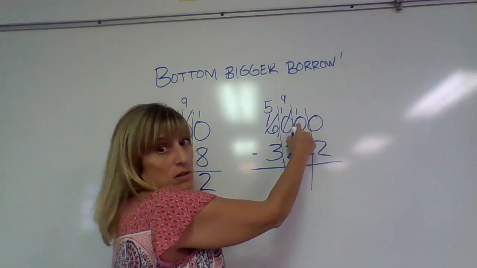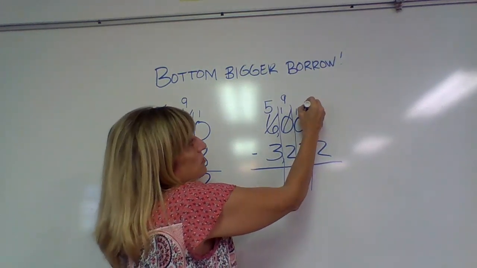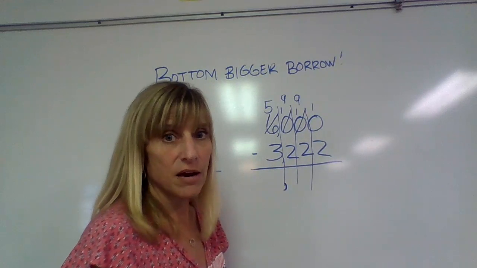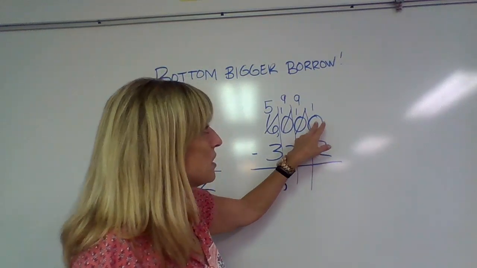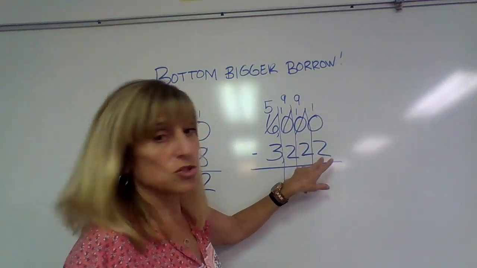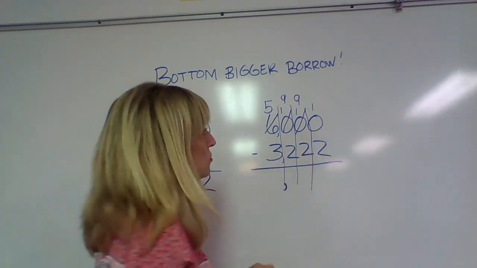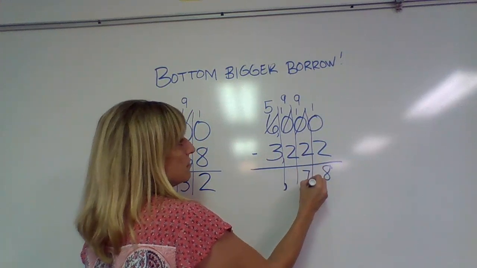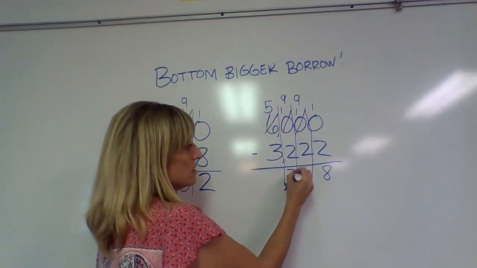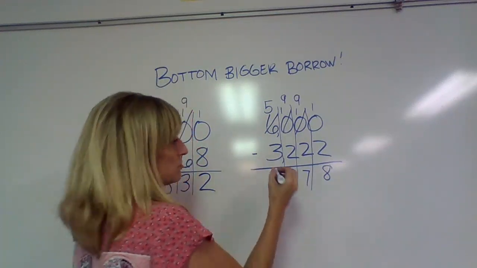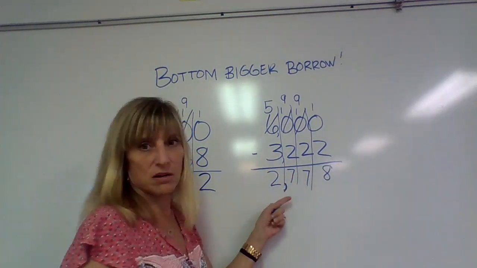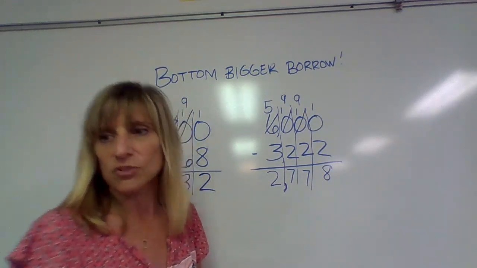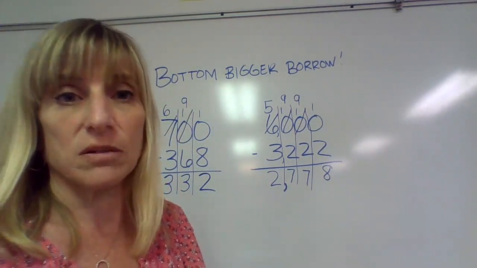Now, this 0 can borrow from the tens. We're going to cross the 10 out, borrow 1, and it's a 9. Bring the 1 over. Okay, now we can take 2 from 10, or 10 minus 2, and that's an 8. 9 minus 2 is a 7. 9 minus 2 again is a 7. And 5 minus 3 is 2. And we already have our comma dog there because that is thousands. So that number is 2,778. I want you to go ahead and do the third one on number 1 by yourself.